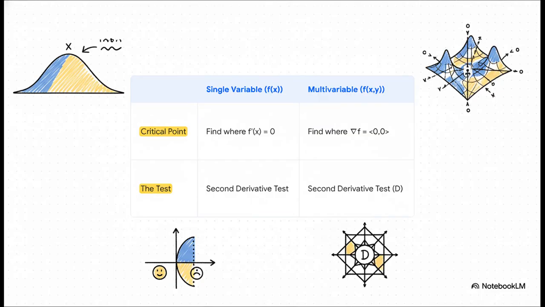Let's actually put this side by side with what you already know from Calc 1. Remember finding critical points? You just set the first derivative to 0. Here, we do the same thing. We set the gradient to 0. Back in 1D, you used the second derivative test to figure out if it was a max or a min. In 2D, guess what? We also have a second derivative test. Now, it's a little more involved, sure. It uses this value D that combines all the second-order partials, but the core idea is exactly the same.